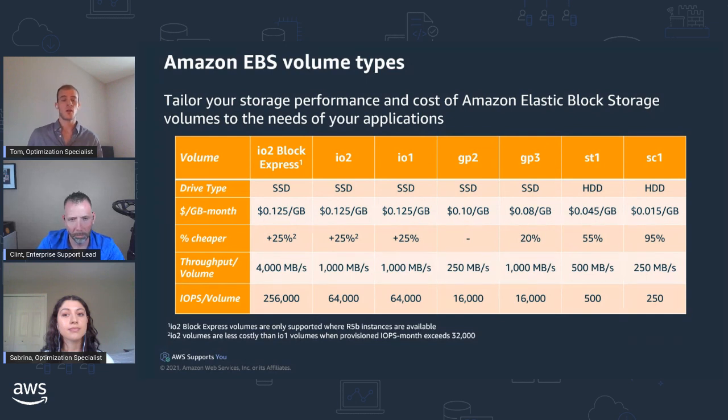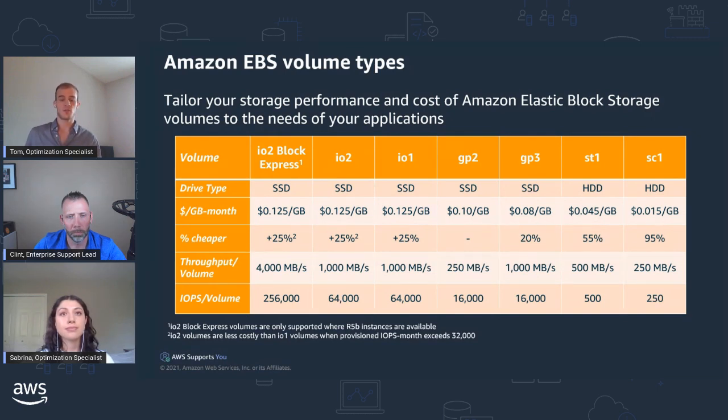Now, with our provisioned IOPS SSDs, IO1 and IO2, these volume types provide the highest performance, but in return cost 25% more than GP2. IO2 volumes also support Block Express, which delivers SAN-level capabilities in the cloud for the first time. Moving over to our hard disk drives and our throughput optimized ST1, this volume type is ideal for streaming workloads because it offers the lowest cost per amount of baseline throughput delivered at 55% the cost of GP2. And the last volume type is our cold hard disk SC1, which is ideal for infrequently accessed data at 95% the cost of GP2.